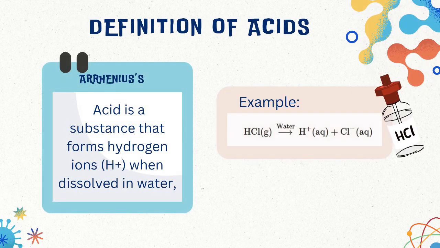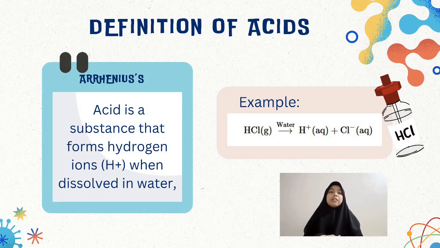Next slide is about the definition of acid. The definition of acid is based on three theories, which are Arrhenius, Bronsted-Lowry, and Lewis. Okay, an Arrhenius acid is a substance that forms hydrogen ions, H+, when dissolved in water or dissociates in water. For example, HCl will dissociate into H+ and Cl-. It's also called a monoprotic acid because it contains only one H+ ion.